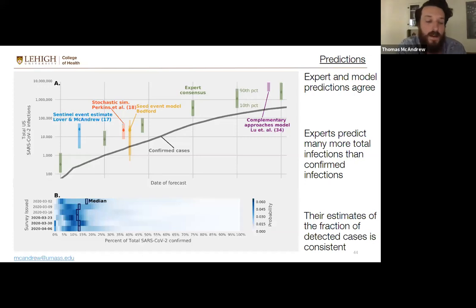And finally, the second figure down here, talking about fractions of confirmed infections. On the horizontal axis is the percentage of total SARS-CoV-2 infections thought to be confirmed by experts. On the vertical left are the 6 surveys when we asked experts these questions. And the blue is the probability they assigned to each one of these percentages. You see overwhelmingly that experts think a small percentage of all SARS-CoV-2 infections are reported in the US. I also outlined in dark blue the median, and that median is fairly consistent from March 2nd to April 6th. And that median is roughly 14 to 16%.